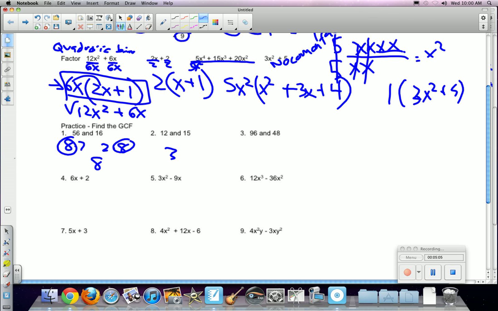How about this one? What do people get for this one? 48, right? Because the factors of 96 are 1 and 96, 2 and 48, 3 and 32, 4 and 24. Now, how could you do that if you don't know these? If you haven't been doing this in your head for 15 years, how could you figure that out? Go through with your calculator, type it in. 96 divided by 4 is 24, right?